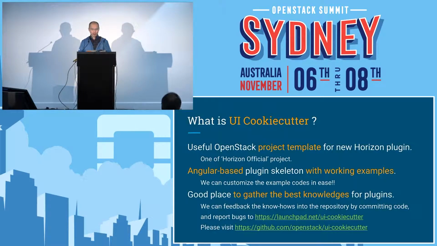The Horizon team has already started to migrate to Angular-based, so UI cookie cutter has only an Angular-based skeleton. The plugin generated by UI cookie cutter has working samples. The example panel includes a table view and create operations. So by customizing the example, we can implement our contents.